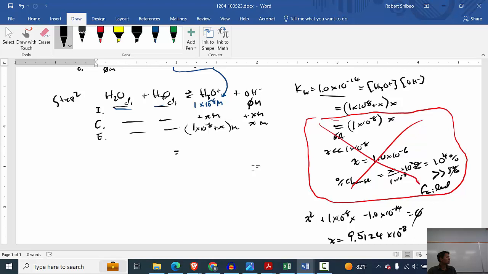What I'm going to do is add this, but they're both 10 to the minus 8. But take a look. The HCl contributed how much? Well, the HCl contributed 1 times 10 to the minus 8. The water contributed 9.5124 times 10 to the negative 8. Which one contributed more hydronium, step 1 or step 2? Step 2 for sure.